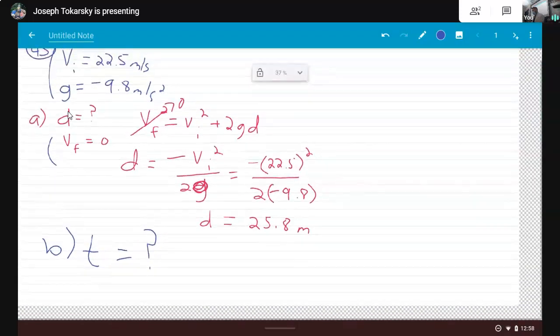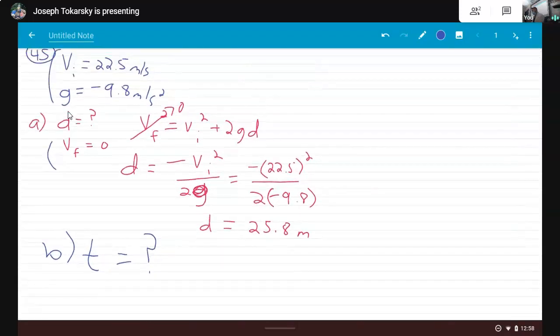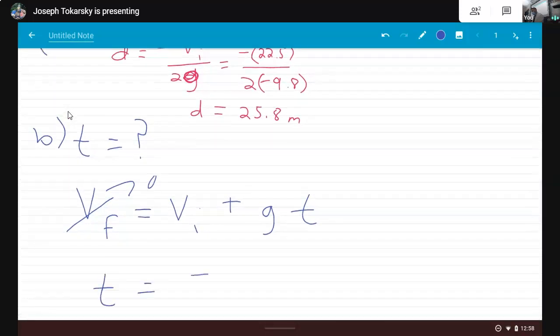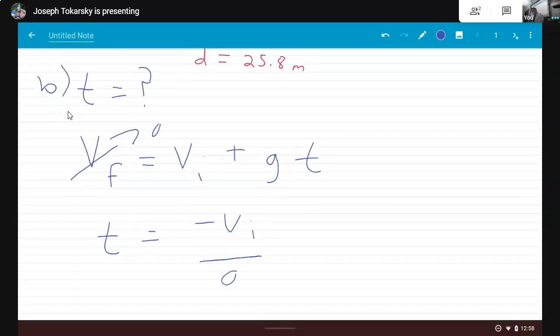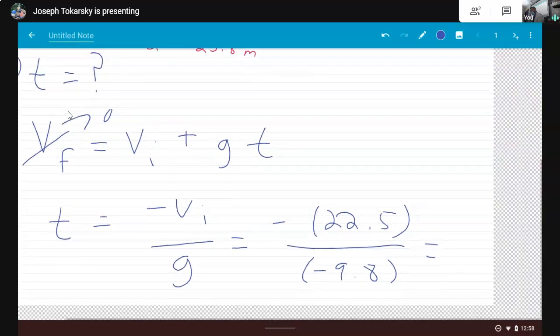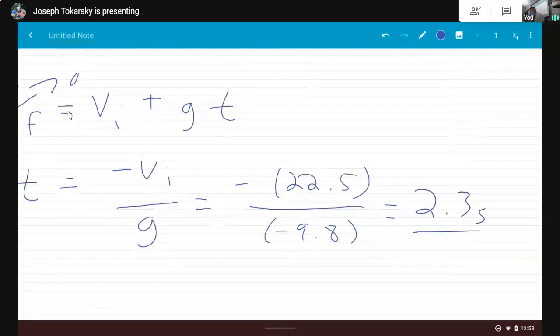All right. So using those givens up there, we would use equation 1, which says VF equals VI plus GT. VF is 0. Therefore, T equals, we'll subtract over the VI and divide by G. So that would be negative 22.5 divided by negative 9.8. And we should get about 2.3 seconds. So we need to double that for the total time. So that's how we get 4.6 seconds.